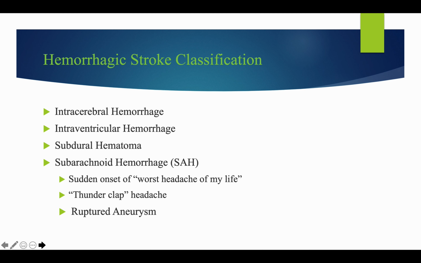A subarachnoid hemorrhage is a sudden onset of the worst headache of a patient's life. It could also be a thunderclap headache and ruptured aneurysm. There are two possible causes of a hemorrhagic stroke: a ruptured blood vessel in the brain. The most common is an aneurysm. An aneurysm is a weakened area in the wall of a blood vessel that causes the blood vessel to bulge or balloon out in swelling and rupture, or can possibly rupture.